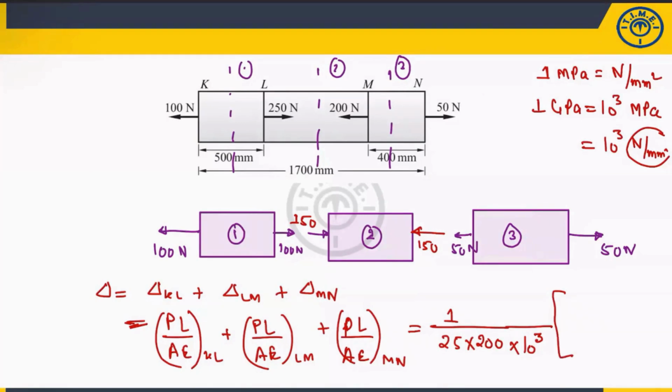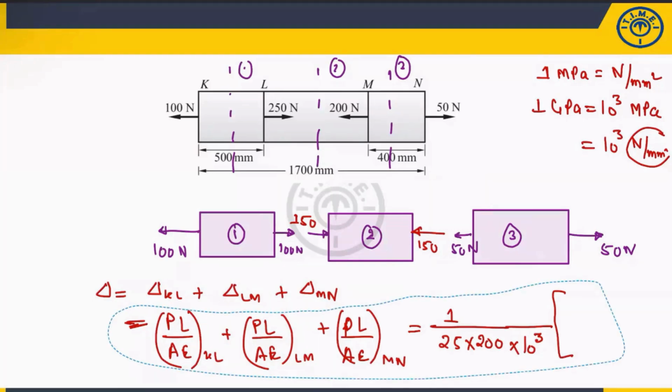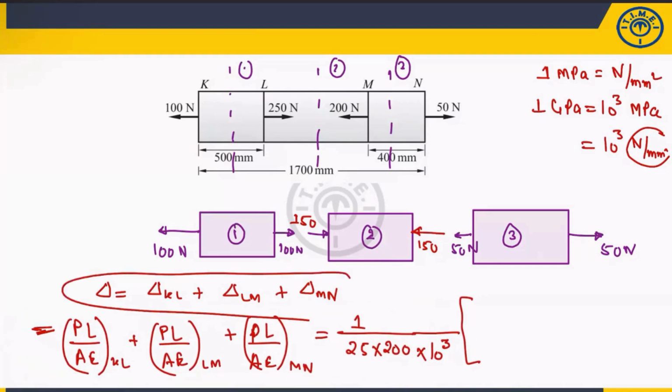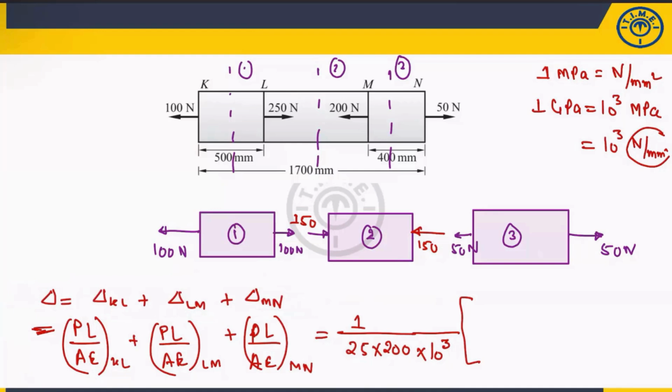Now A and E you calculated. What is the length of this bar? Let me check. This is the P value. P value is 100. How am I getting this? P is tensile, positive. That's why I'm taking it as a positive P value. What is the length? 500.